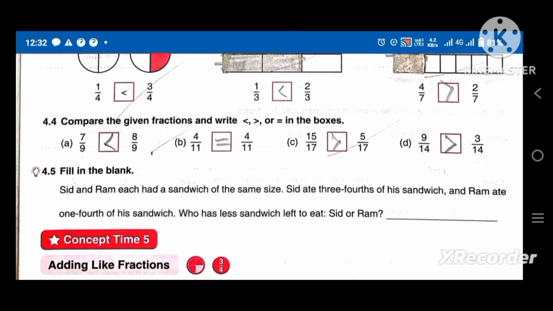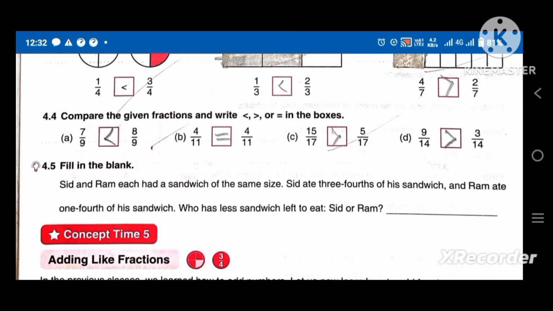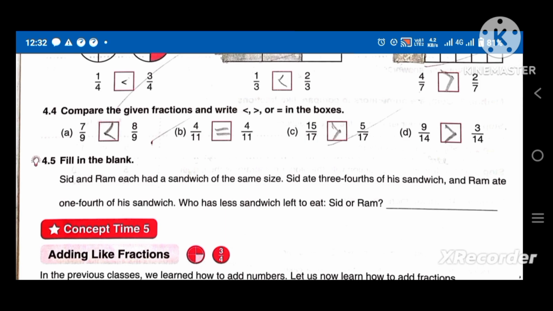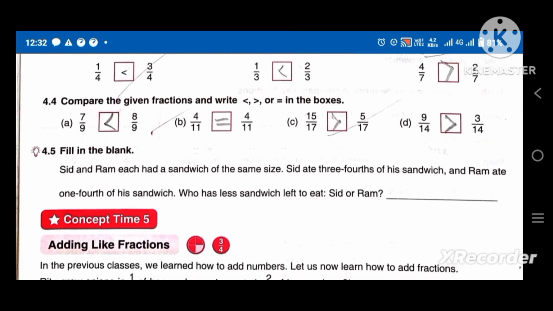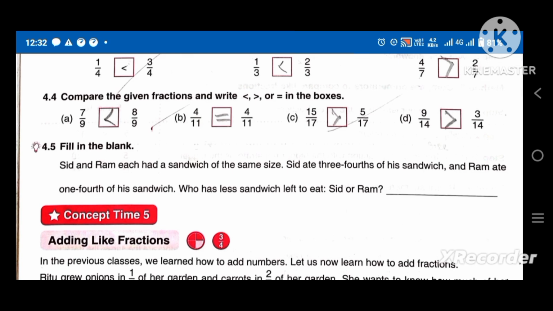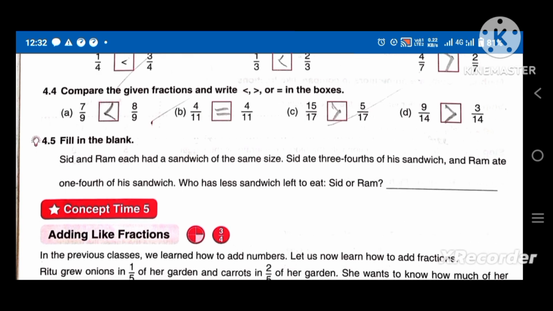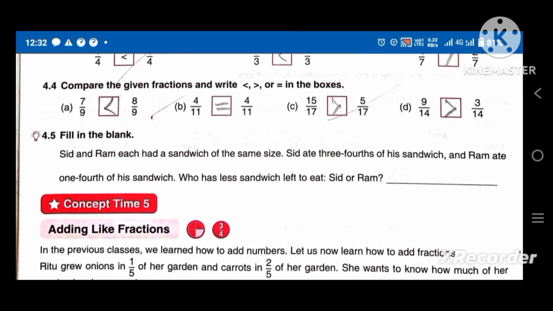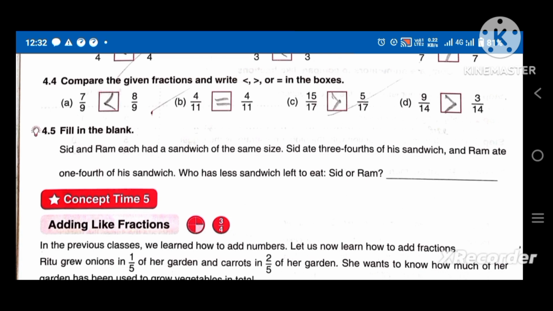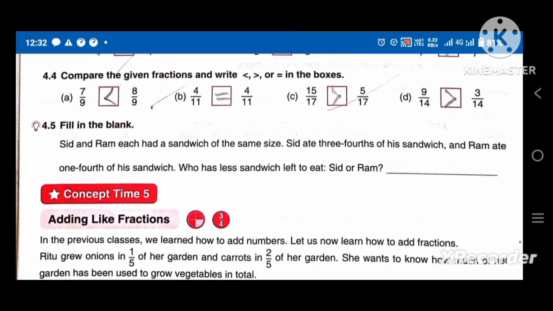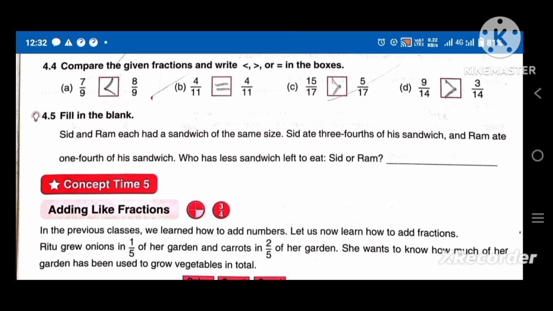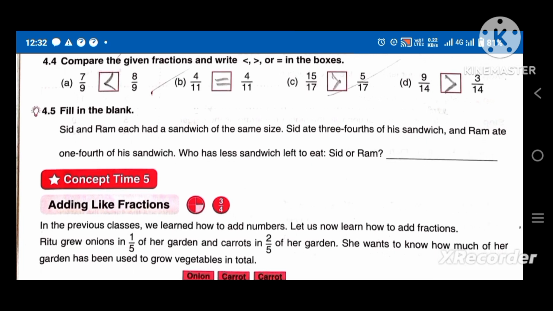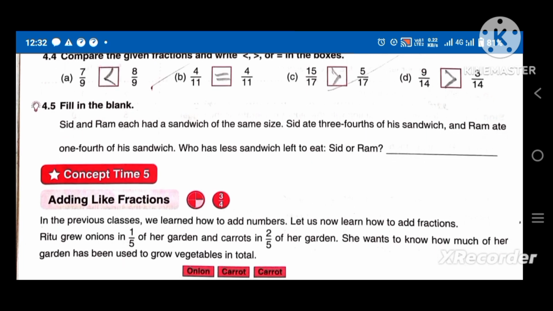Next, 4.4 Compare the given fractions and write less than, greater than or equal in the boxes. A. 7 by 9 is smaller than 8 by 9. B. 4 by 11 is equal to 4 by 11. C. 15 by 7 is greater than 5 by 7. D. 9 by 14 is greater than 3 by 14.